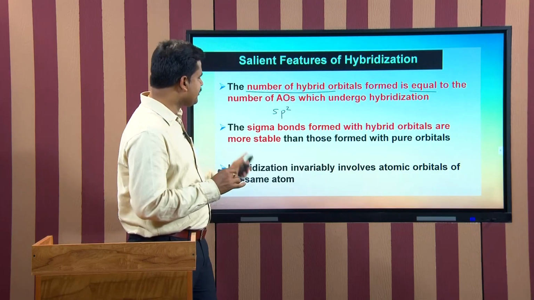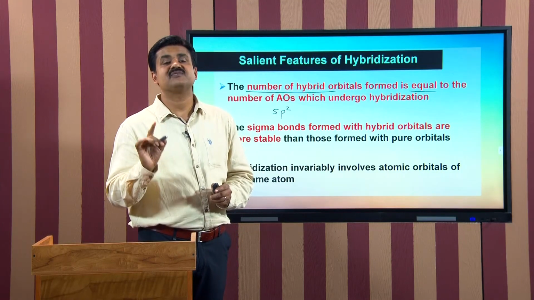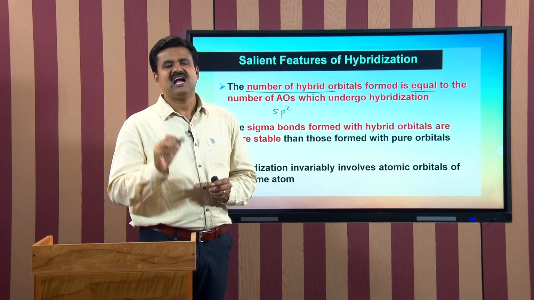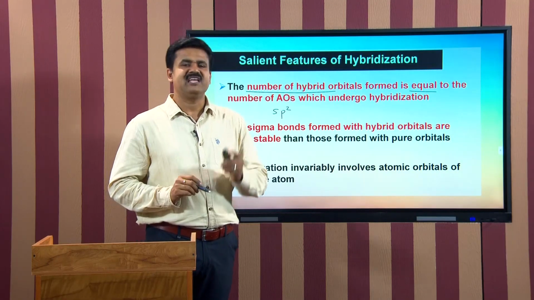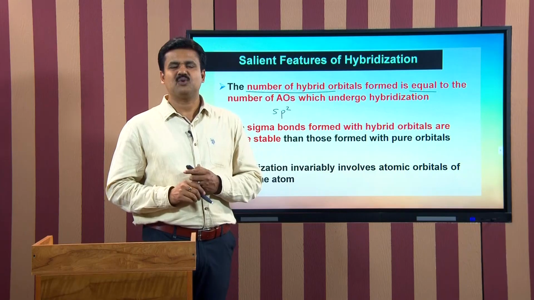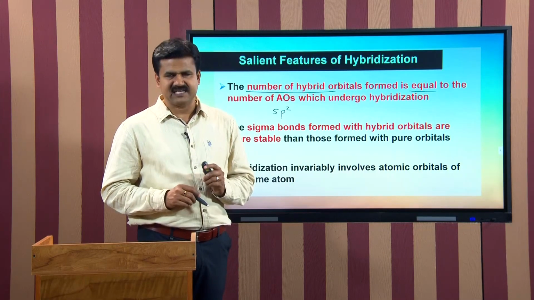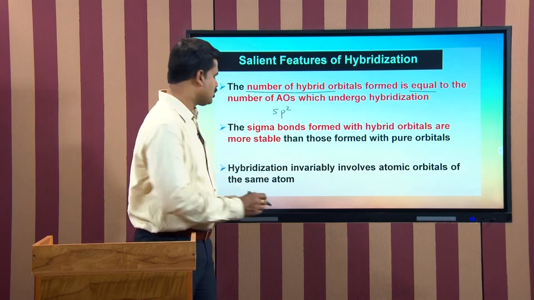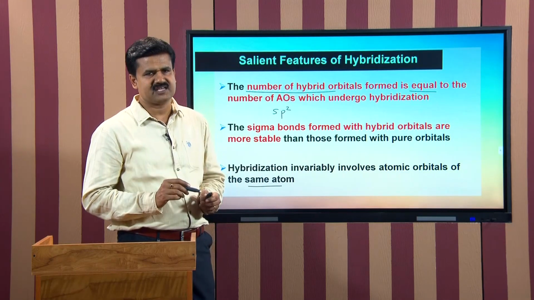Now, hybridization invariably involves atomic orbitals of the same atom. For instance, if you are taking water, hybridization is generally specified with respect to the central atom. In water, the central atom is oxygen and the oxygen atom shows sp3 hybridization. So, hybridization invariably involves atomic orbitals of the same atom. This point is highly significant.